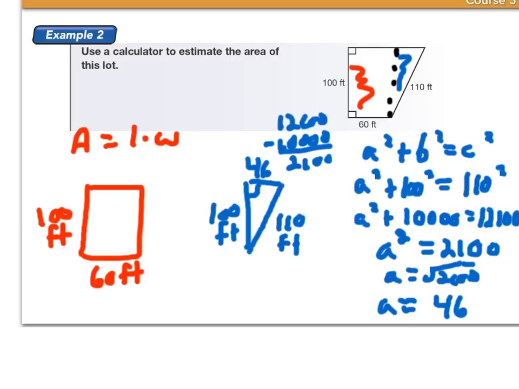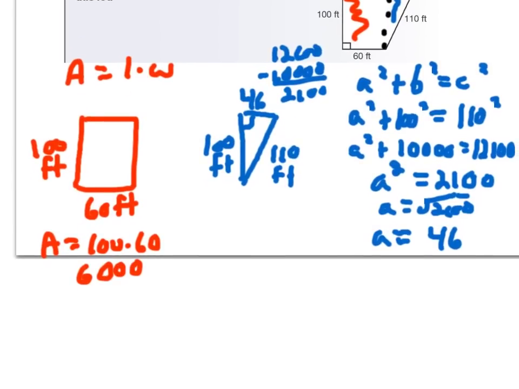Well, now let's go ahead and find our areas. Okay? Some of this we don't really need a calculator for. Like this, the area of a rectangle is 100 times 60. That's pretty easy mental math. That's 6 followed by 3 zeros. So the area is 6,000. And the area of the triangle is 1/2.